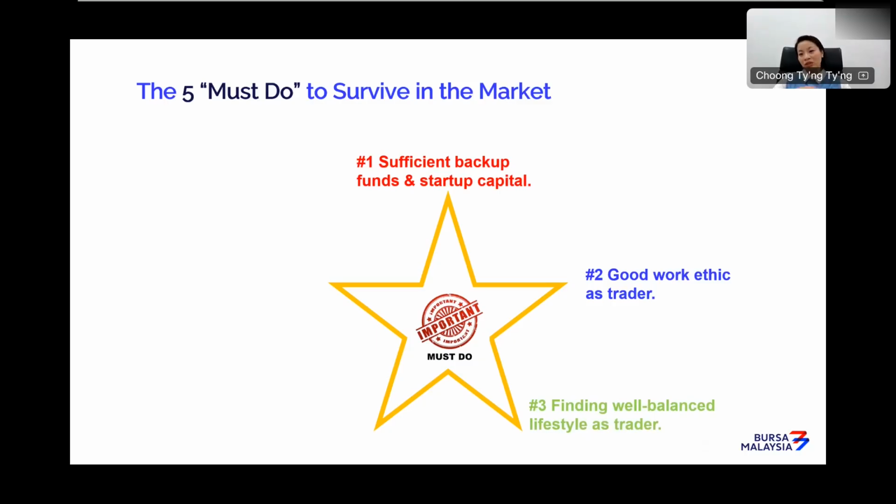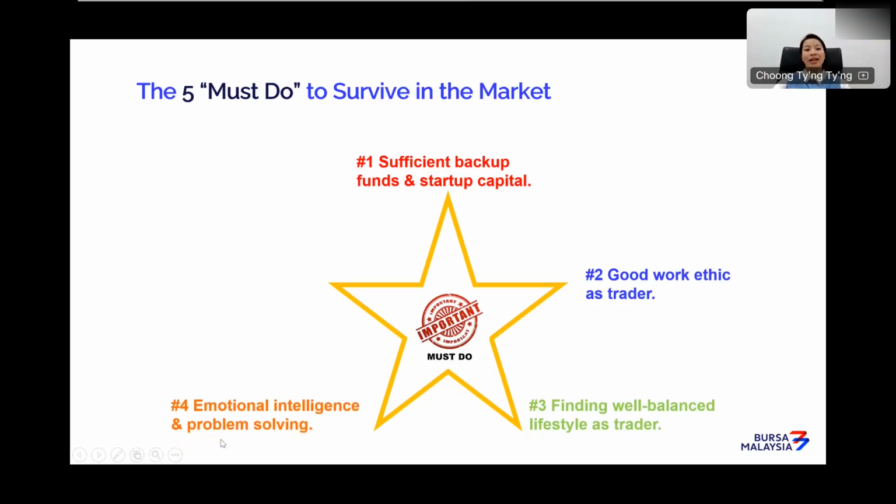Number 3, you need to find a sweet spot to balance your life and also your work. Because when you're unable to separate your work environment and your life environment, it's very difficult for you to have a work-life balance. So we're trying to find a sweet spot to balance it, even if you are a full-time trader.